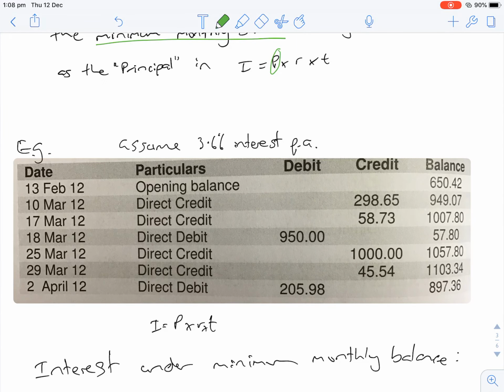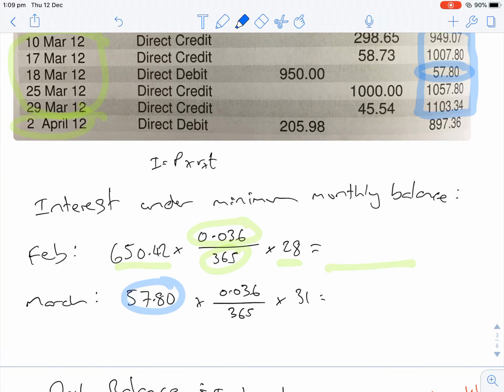For March, I'll change colours here. I'm looking for all of the balances over March, and I'm looking for the smallest one. So you can see the smallest balance in March is 57.80. So that would become my principal for March. So it'd be 57.80 times that same daily interest rate times the number of days in March, which is 31, and I'd calculate that number. And then I'd do the same for April.